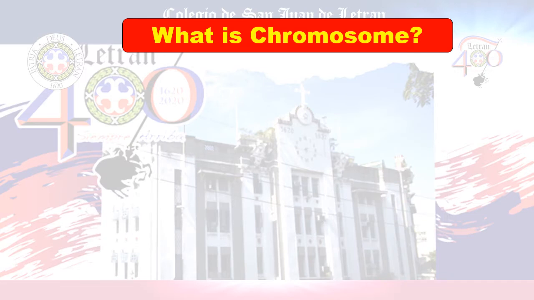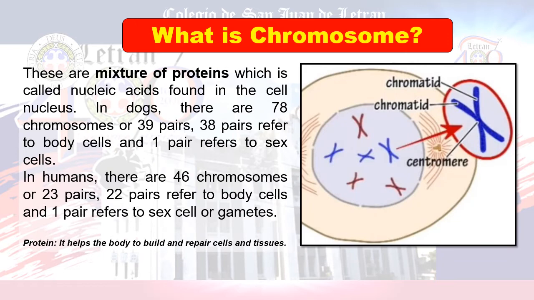Before we understand the two types of cell division, we have to understand what a chromosome is. In the nucleus of each cell, the DNA molecule is packaged into thread-like structures called chromosomes. Each chromosome is made up of DNA tightly coiled many times around protein. Chromosomes are mixtures of proteins which are called nucleic acids. In dogs, there are 78 chromosomes or 39 pairs, 38 pairs of somatic cells, and 1 pair of reproductive cell. In humans, there are 46 chromosomes or 23 pairs. 22 pairs are body cells and 1 pair of sex cells. Each chromosome has a constriction point called the centromere, which divides the chromosome into two sections called chromatids or arms.